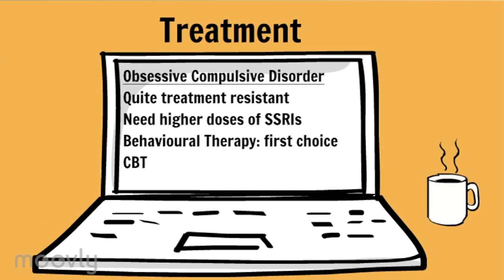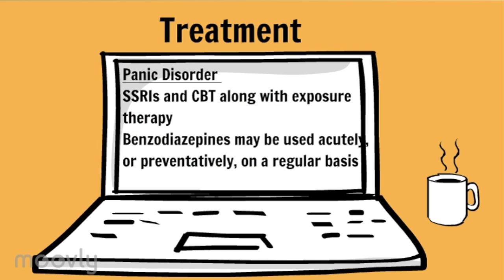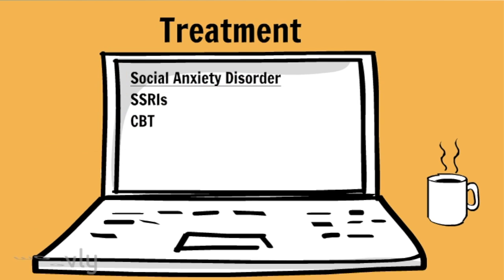Obsessive compulsive disorder can be quite treatment resistant, but higher doses of SSRIs and a reduction in the patient's overall anxiety levels have been shown to improve symptoms. Behavioral therapy is first choice, and CBT is often used as well. Panic disorder may be treated with SSRIs and CBT along with exposure therapy. Benzodiazepines may be used acutely or preventatively on a regular basis. Social anxiety disorder is typically treated with SSRIs and CBT.